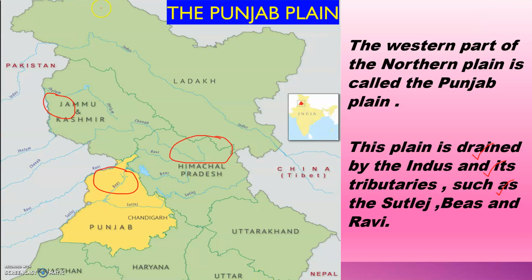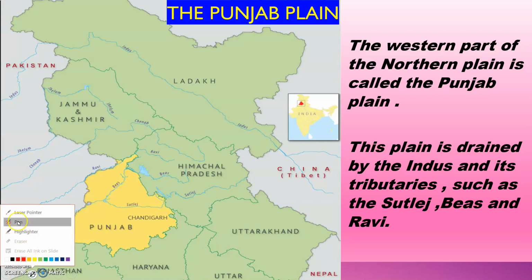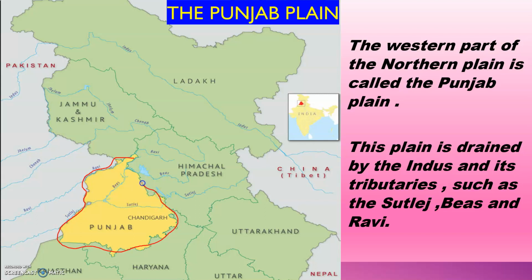First, let us see the Punjab plain. The western part of the Northern Plain is called the Punjab plain. This plain is drained by the Indus and its tributaries such as Satluj, Beas and Ravi.